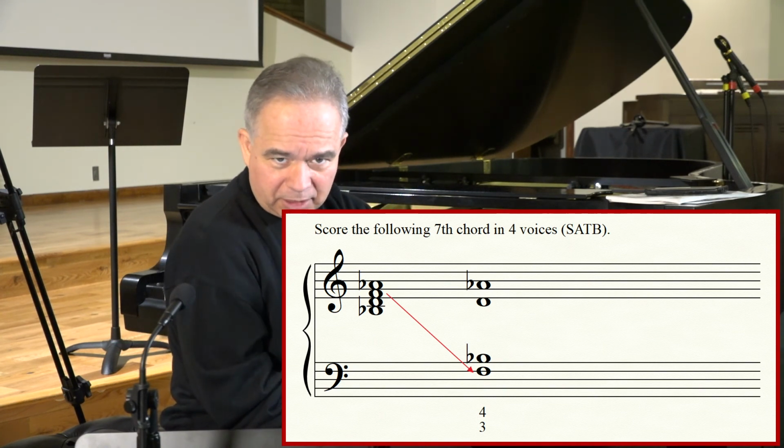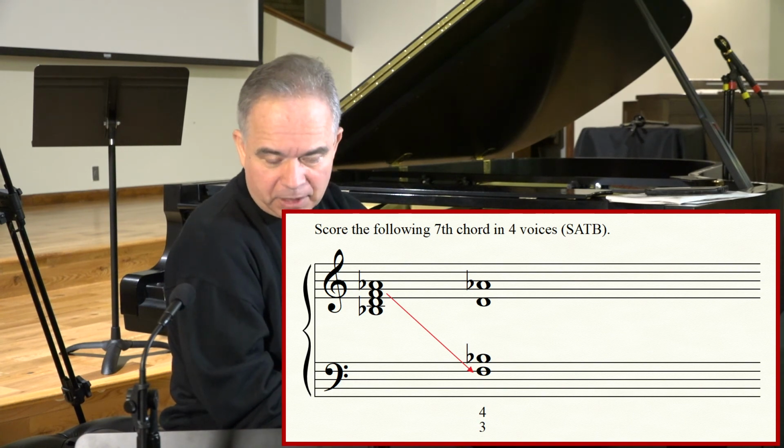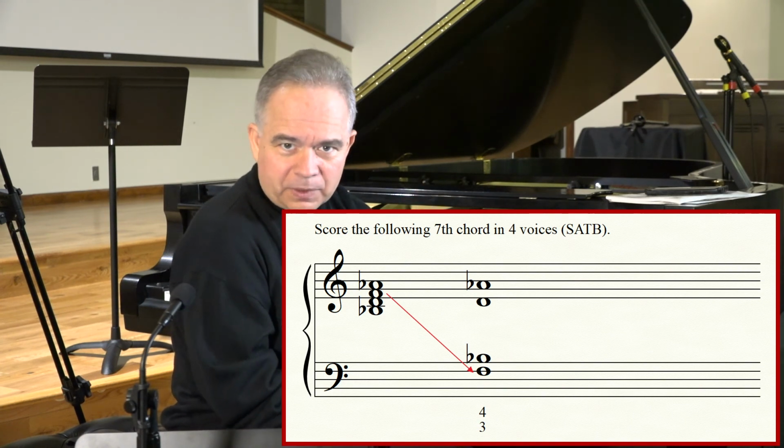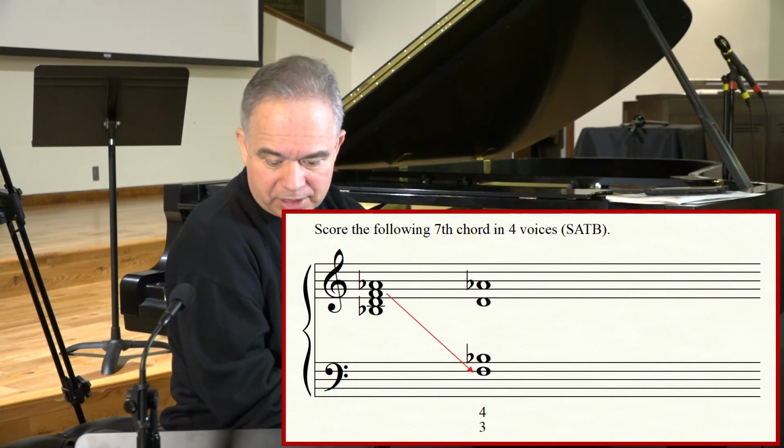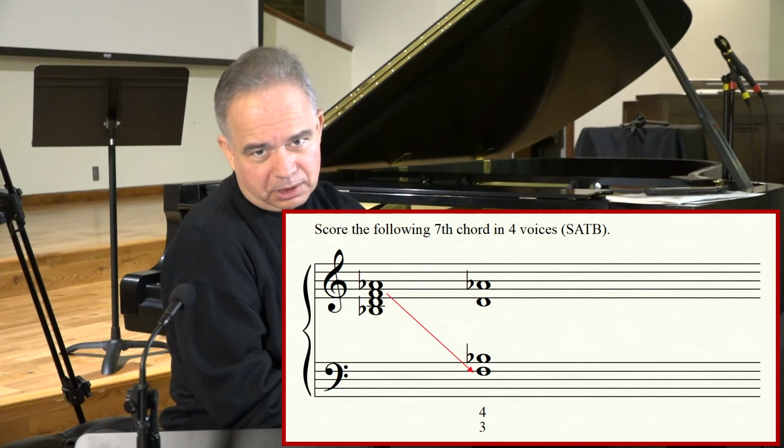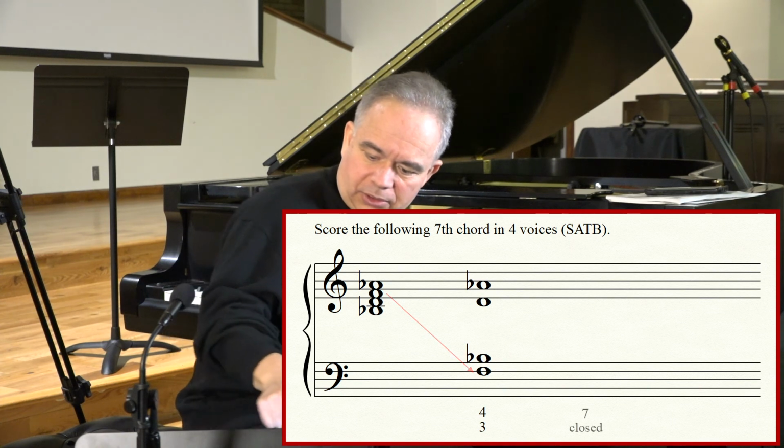What's the most important thing in here? It's that F is in the bass. That's the 5th. So in a 2nd inversion 7th chord, the 5th needs to be in the bass. Okay, good. Let's look at another one.